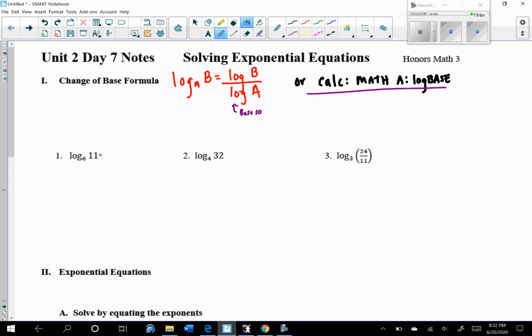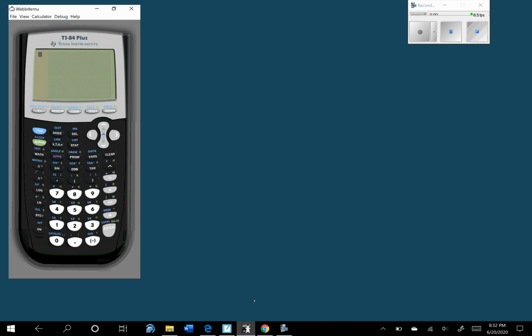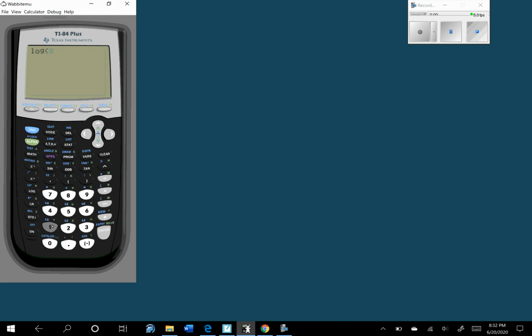Looking at question number 1, we have the log base 6 of 11. So if we use the change of base formula, this would be the log of 11 divided by the log of 6. So if I go to my calculator and plug that in, log 11, make sure you close that parentheses there, otherwise you'll get a different answer, divided by the log of 6, again, close parentheses, enter, and you get 1.3383. We're going to round using 4 decimals.